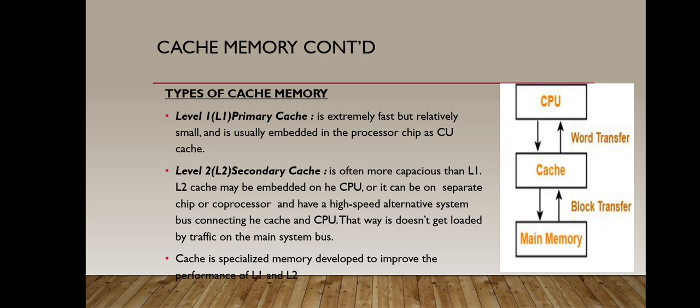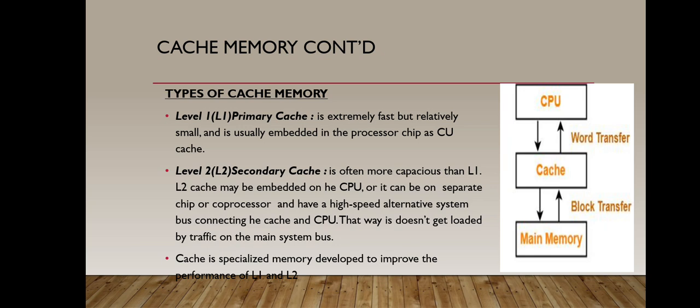Now on our screen we can see on the diagram that there is a word transfer between the CPU and the cache. The CPU transfers the word, then the cache. So actually the main memory sends the block transfer to the cache, then the cache stores the access information and transfers the word to the CPU. So the level 2, that's the secondary cache, is often more spacious than the level 1.